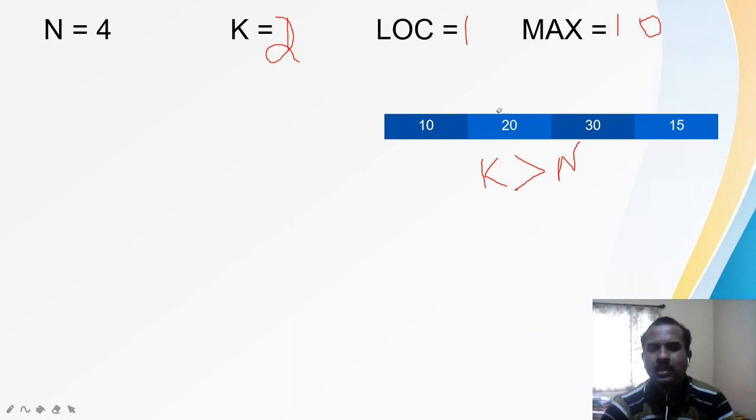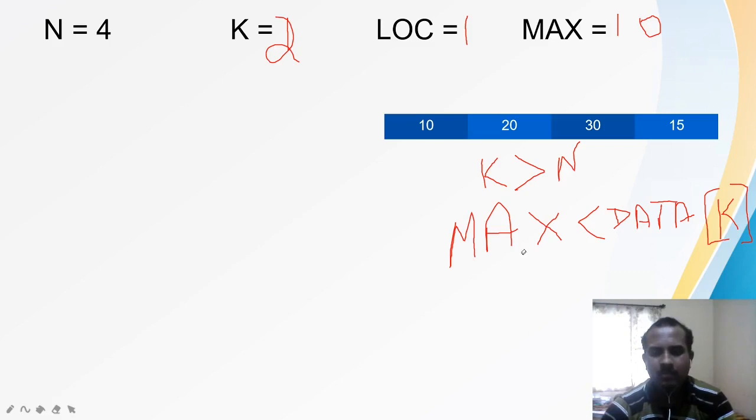Okay. Now let me compare the elements, that is max and data of k. What is k? K is 2. What is data of k? Data of k is 20. What is max? Max is 10. So whether max is lesser than data of k? Yes, 10 is lesser than 20.